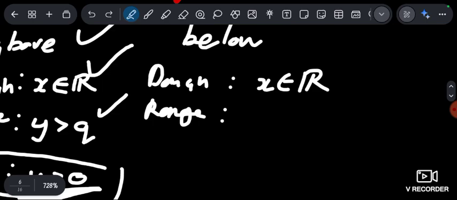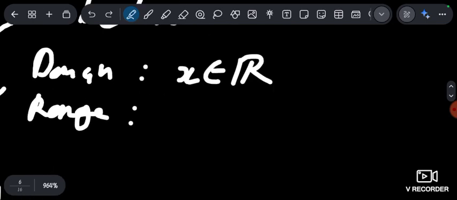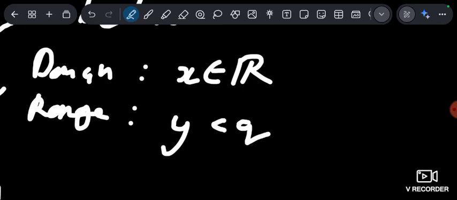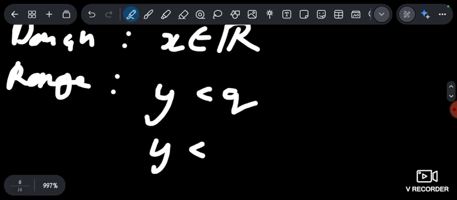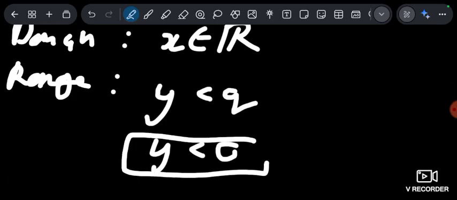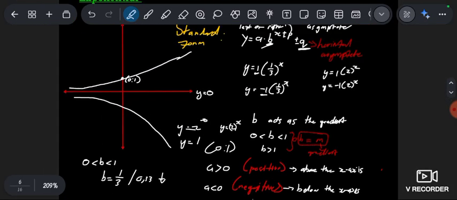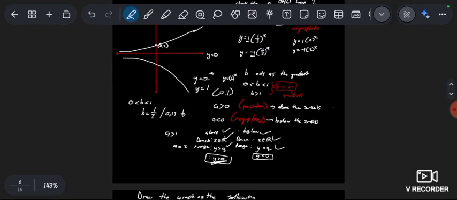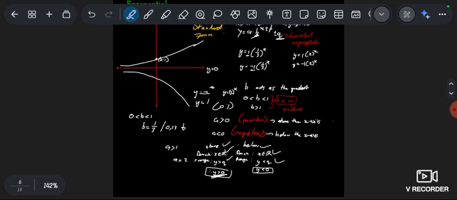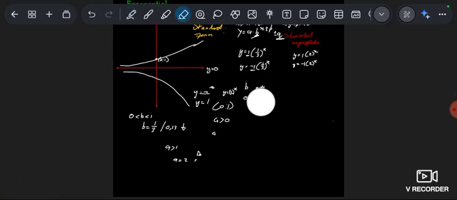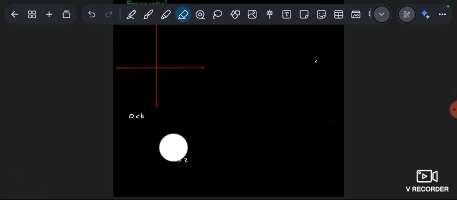Now, range. The range will still be the same. We'll say that the range will be y values that are less than q. In that case, q is 0. That is your range. Right, so you can look at it when it's above and below, and you'll see that those are the properties that it follows. Right, now I want us to be able to do something over here. Draw a few graphs, and then you'll draw some of the graphs on your own.